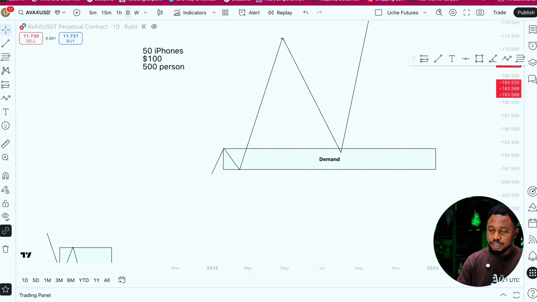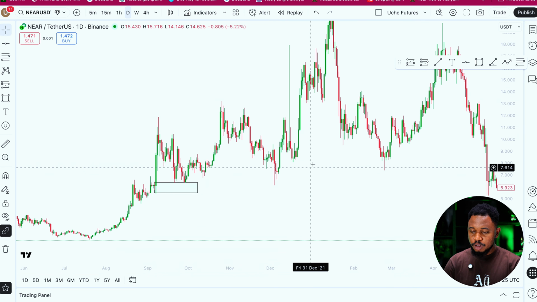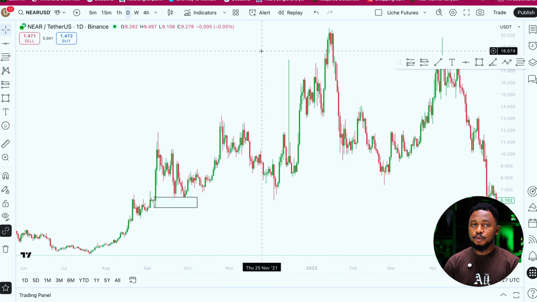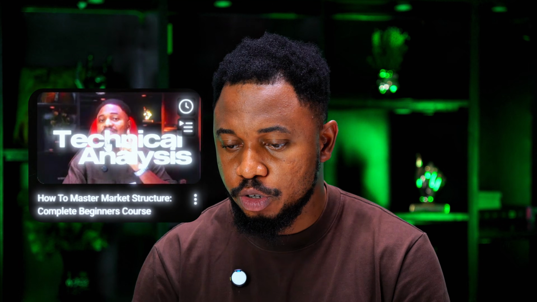So let's go back to the real chart and talk about certain things. I'm going to look at this particular coin right here. One of the important rules for supply and demand is you need to follow the trend. So basically, you want to find out if the market is in an uptrend or in a downtrend. I've taught you guys how to do that, but if you don't know how to look for uptrend and downtrend, you can check out my previous video about market structure.